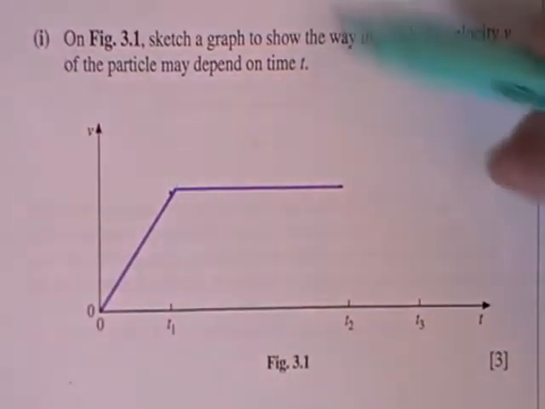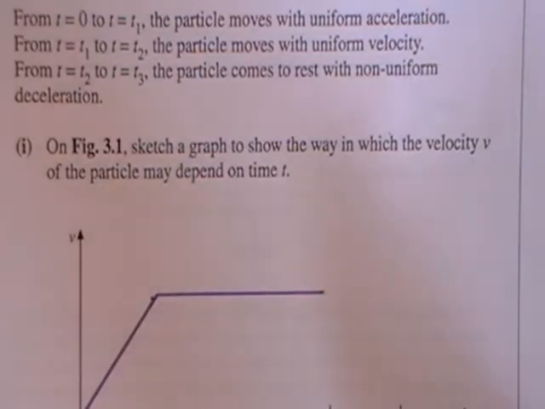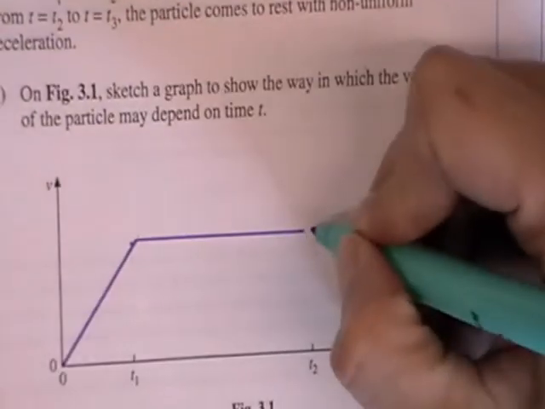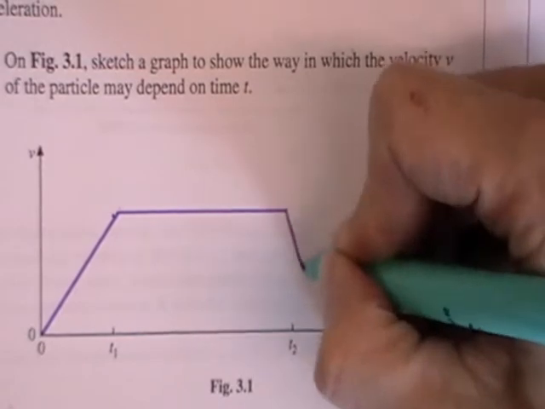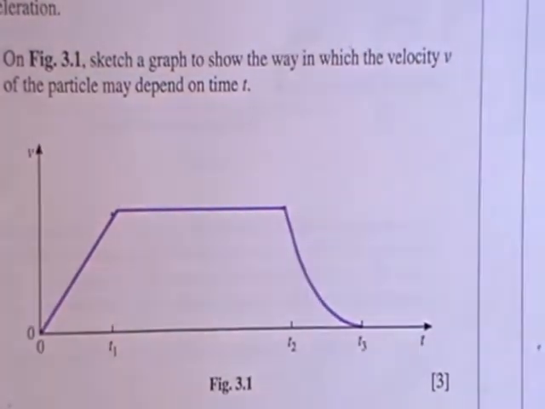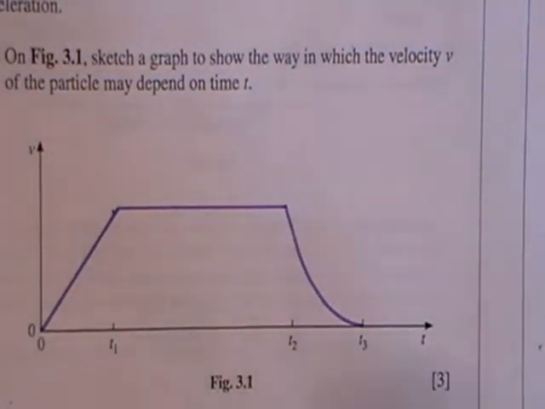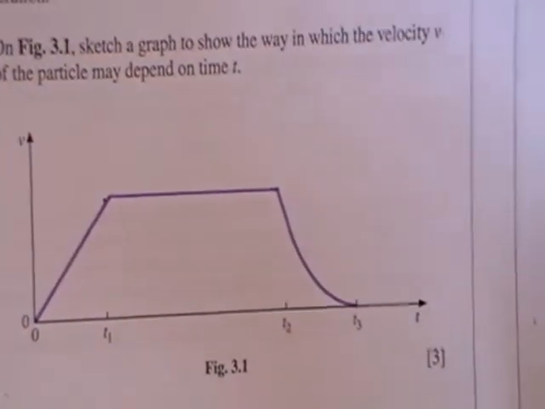And then it comes to rest with a non-uniform acceleration. So this is not a straight line, but its velocity does decrease to 0. So we'll just draw a curve. We don't really know what shape the curve is, but we do know that it curves down to t3.